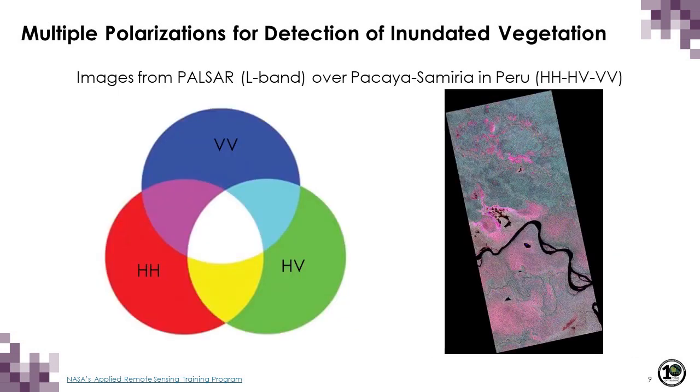So this is an example of an RGB image containing different polarizations. False color images are an ideal way to visualize the information content of different polarizations through color combinations, because you can see the information content that's unique to each polarization or combinations of polarizations. Here we have HH in the red channel, HV in the green channel, and VV in the blue channel. The pink areas in the image are those where flooded vegetation is present.